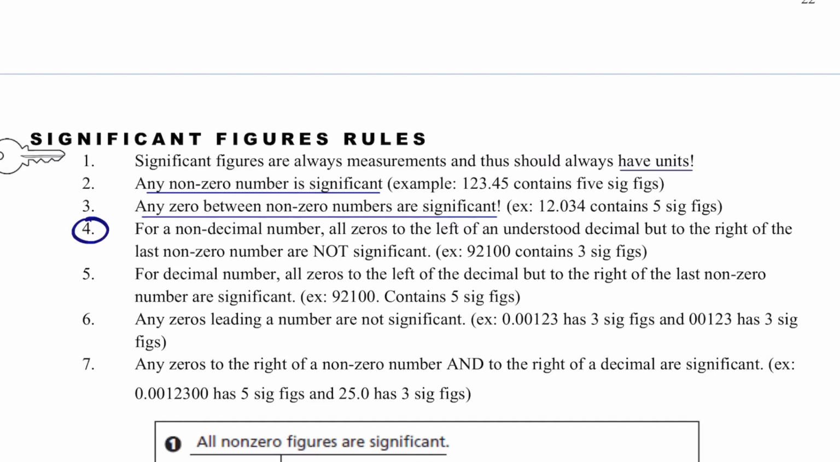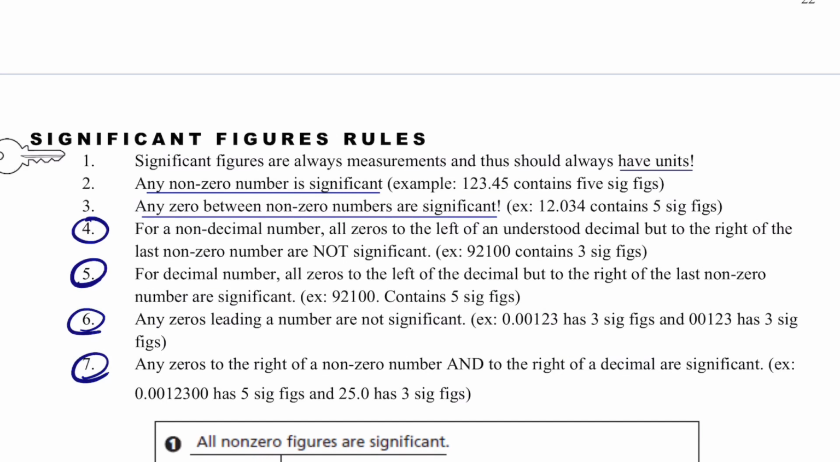For a decimal number, all zeros to the left of the decimal but right of the last non-zero number are significant. Again, that's wordy, okay? Any zeros leading a number are not significant, okay? We'll see the importance of that. And then the last rule is that any zeros to the right of a non-zero number and to the right of a decimal are significant. Again, that's very wordy. Okay, so I can get with rules number 1, 2, and 3. They make a lot of sense to me.